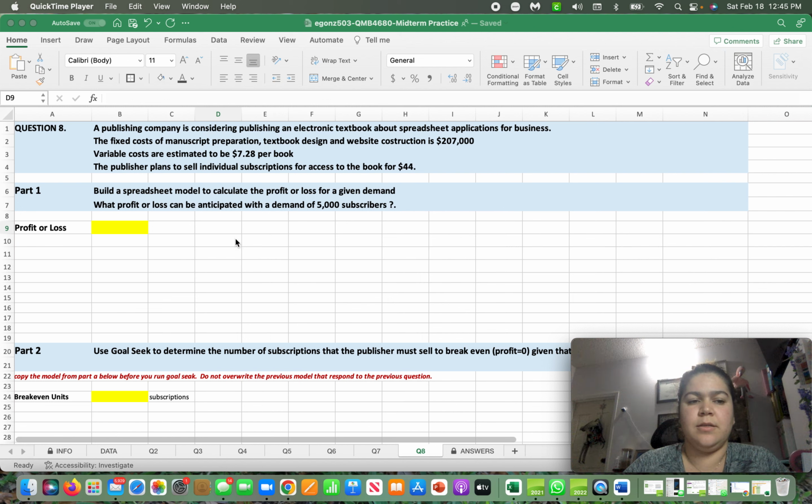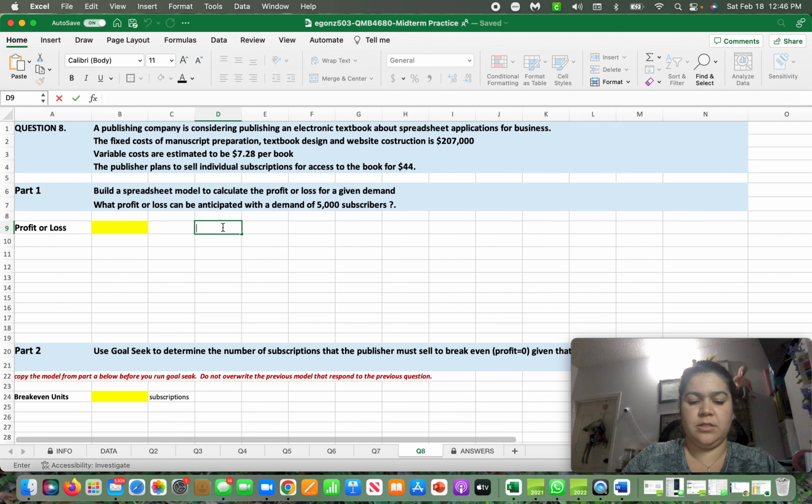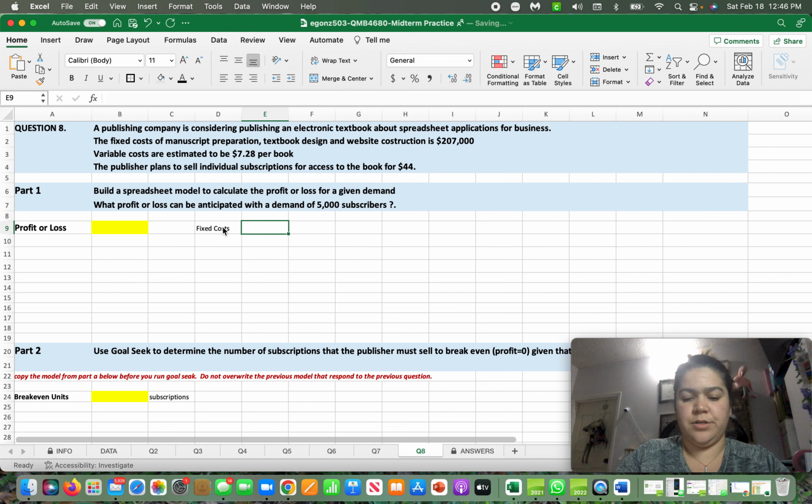Question number 8. It says a publishing company is considering publishing an electronic textbook about spreadsheet application for business. The fixed cost of manufacturing, preparation, textbook design, and website construction is $207,000. So let's start with fixed cost. How much did they say? 207. Okay. Now variable.